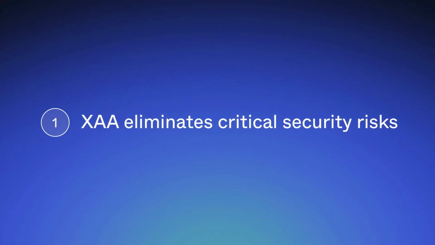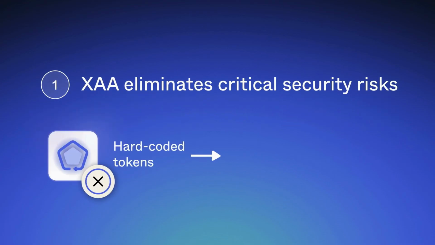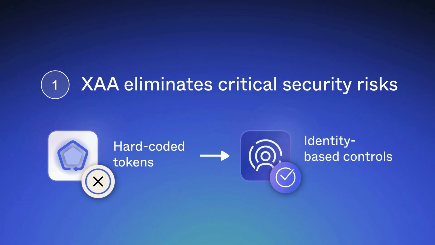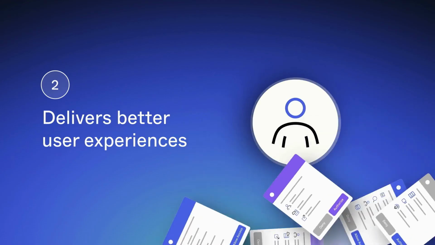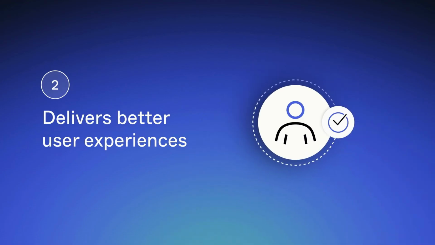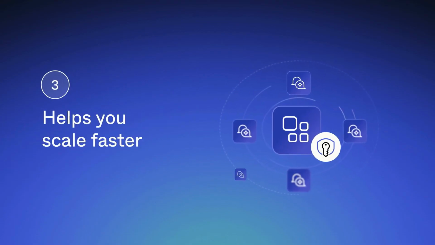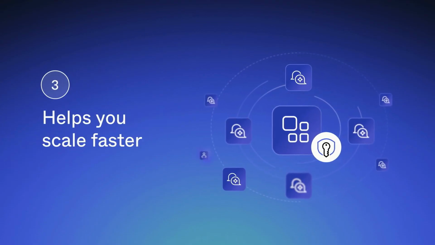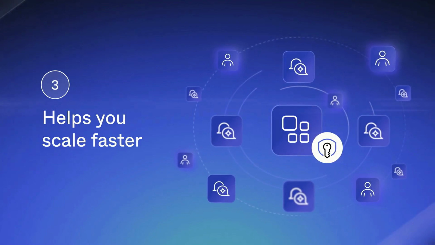Cross-app access eliminates critical security risks by replacing risky hard-coded tokens with robust identity-based controls. It delivers better user experiences by removing frequent consent prompts that slow user adoption down. And it helps you scale faster. You can build once to deploy across any customer environment to become a stickier, trusted part of the enterprise ecosystem.